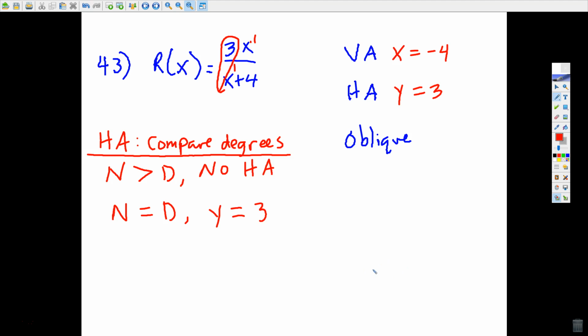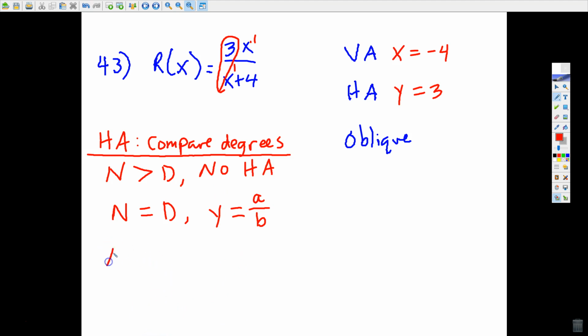So degrees are the same. Just look at the lead coefficients and put the top coefficient over the bottom and simplify if necessary. I think I'll just do a general statement here. I'm going to call this A over B. A is the lead coefficient, B is the lead coefficient on the bottom.